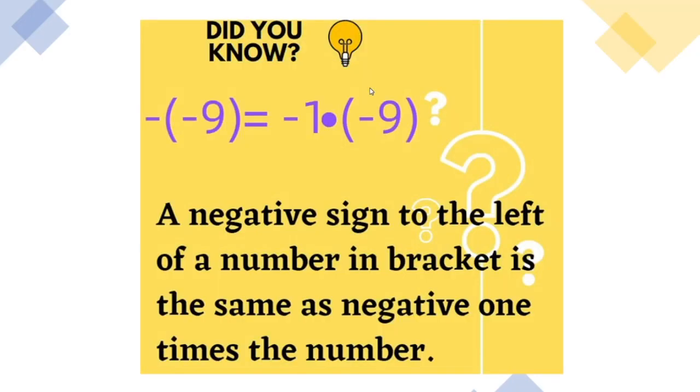Okay, a negative sign to the left of a number in brackets is the same as negative 1 times the number. Look, when you multiply negative 1 with negative 9, it's going to be a positive 9, because negative times negative. Same way, if you have nothing written, just a negative outside the bracket, you open it in such a way that you're multiplying negative 1 with it, so it's going to be positive 9.